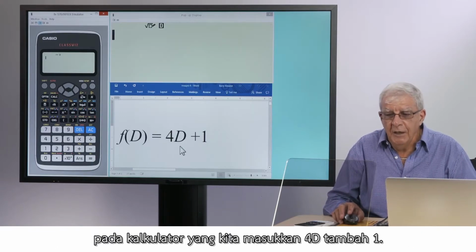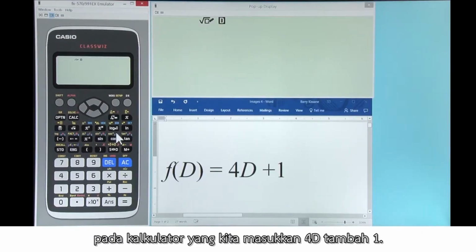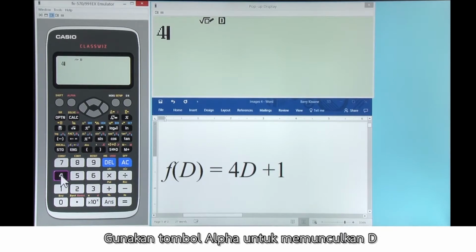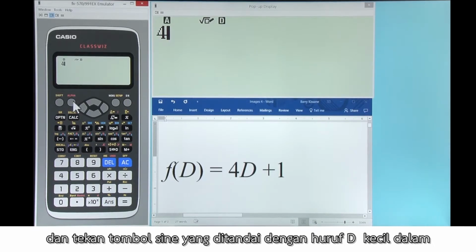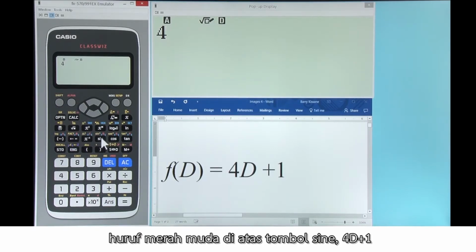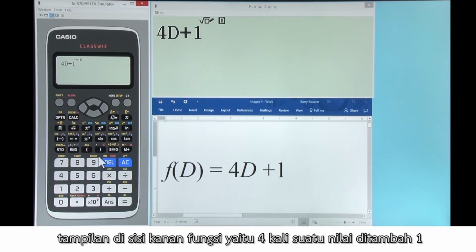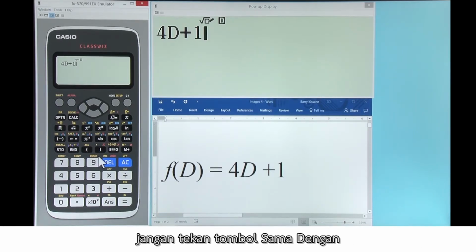On the calculator, we enter 4d add 1 using 4, okay. The d, we have to use the alpha key and then the sign key. You notice a small d in pink letters above the sign key. 4d, and add 1. So that's the expression on the right hand side of the function, 4 times the value, add 1. Don't tap the equals key.